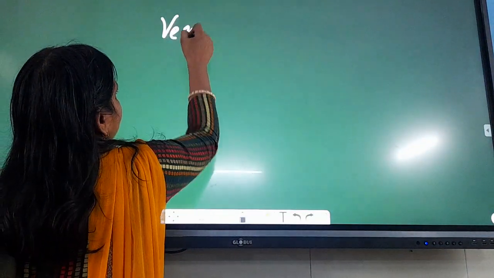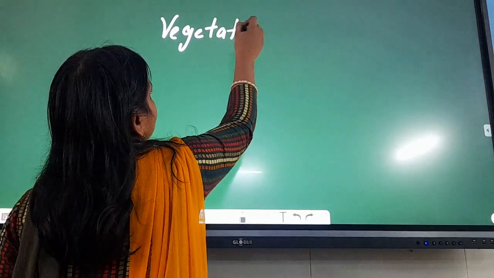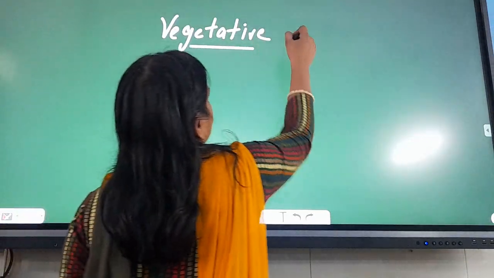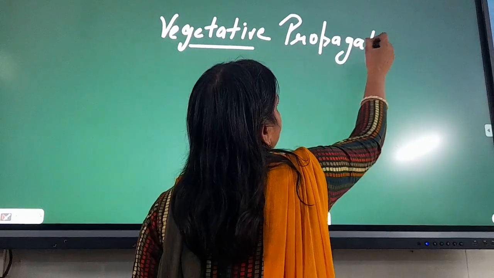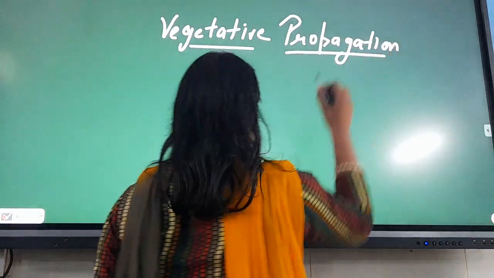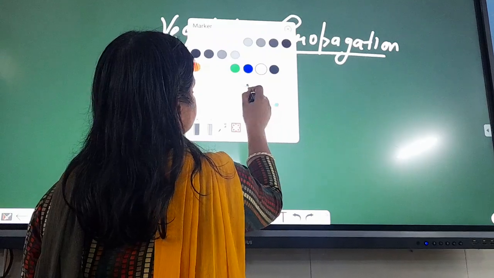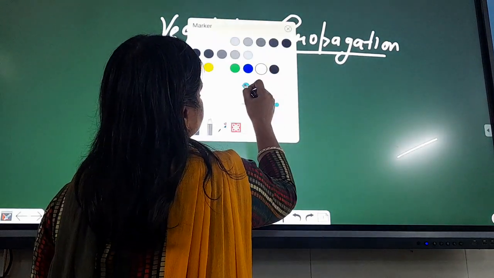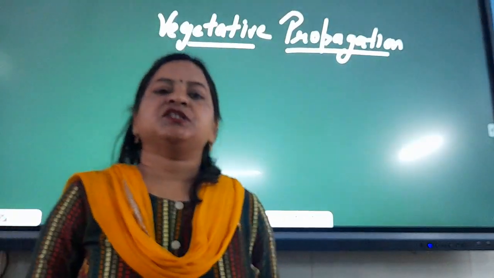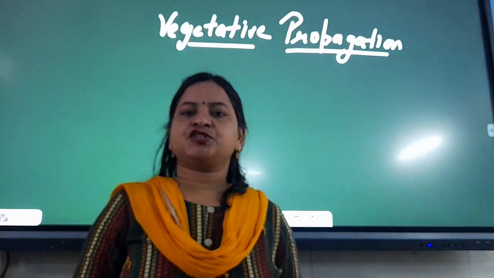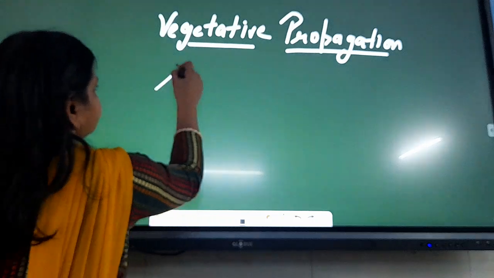Good morning, students. Let's start a new topic, that is vegetative propagation. Vegetative propagation is a method of asexual reproduction in plants.